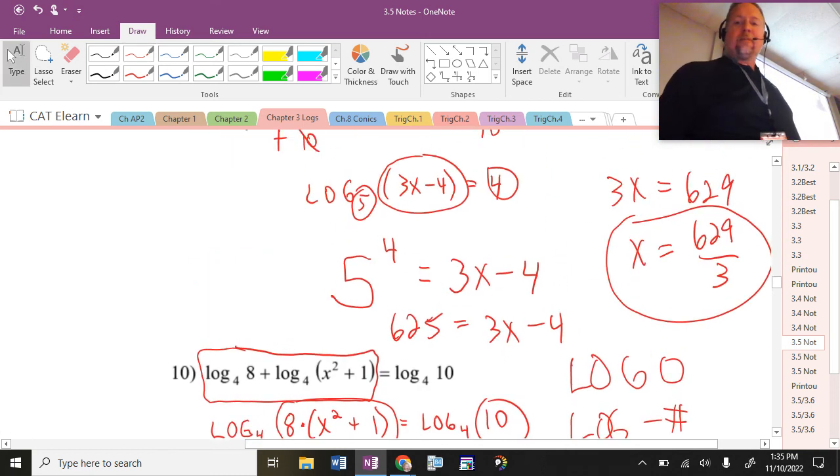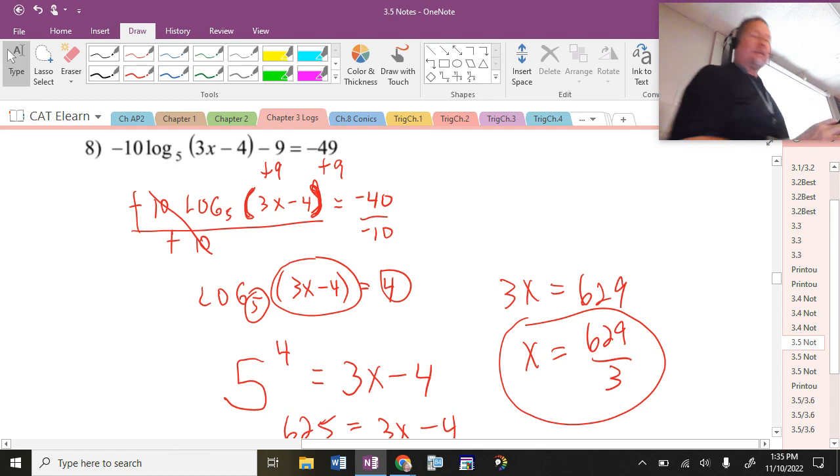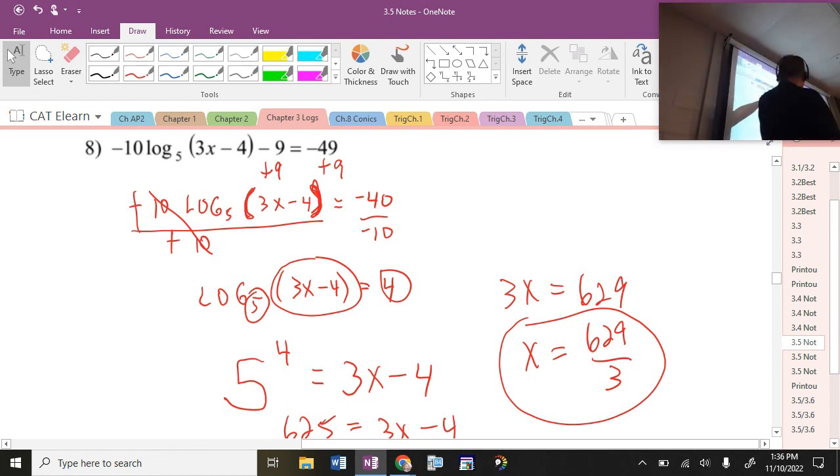Where else did I have a logarithm? I had this one. Okay, the only thing I have to worry about is 6 and 2/3. When I plug that in, multiply by 3 and minus 4, is that going to be a positive? Yes or no? We're done. We're good. We don't have to really check any further.